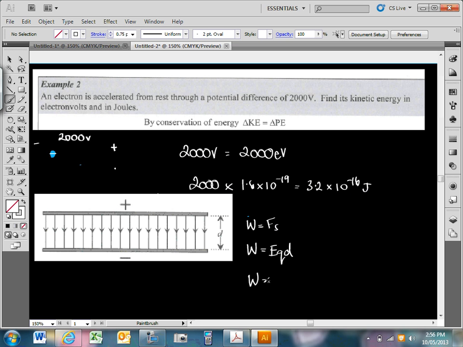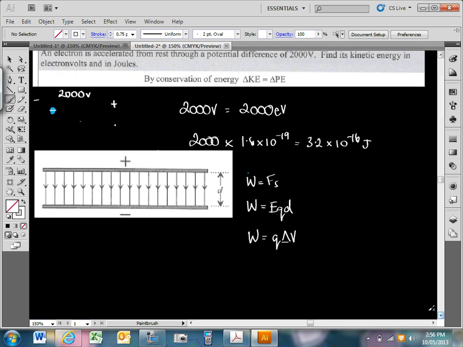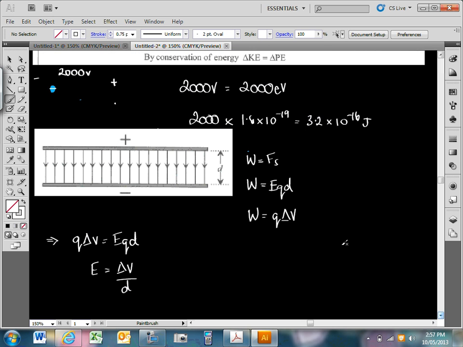We also know that W is equal to Q multiplied by delta V. Therefore, from that, I'm going to equate the two. Q delta V is equal to EQD. The Q's cancel. We're left with E is equal to delta V on D. I can calculate the magnitude of the electric field between these two plates if I know the potential difference between the two and the distance between them.